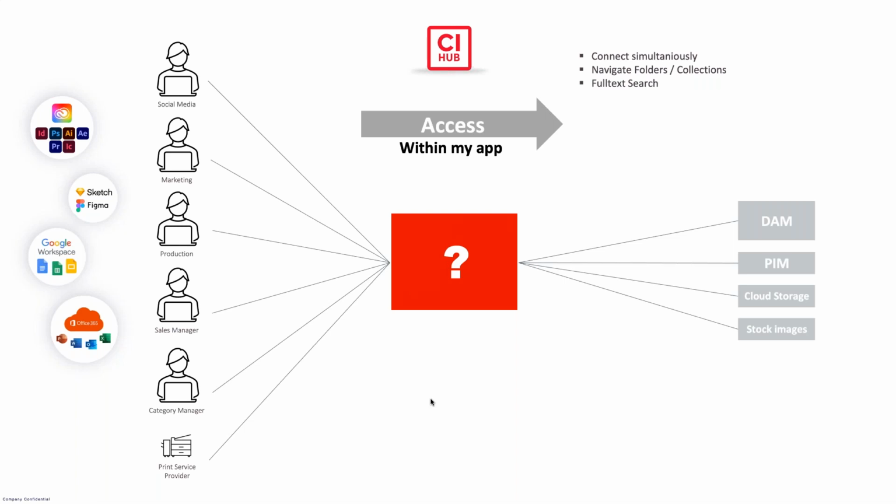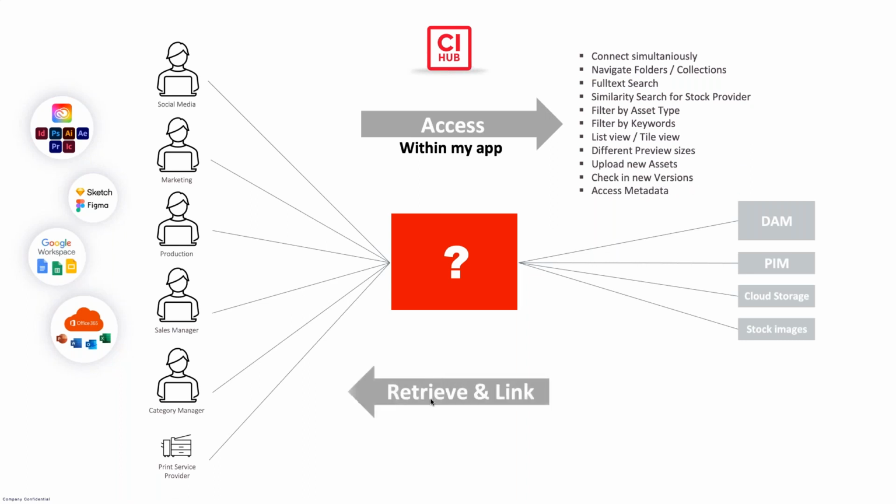We want to have a full text search. We want to have a similarity search for stock providers. And we want to filter assets by asset type. We want to filter by keywords. And we want to have a list view, a tile view. We want to have different preview sizes. We want to upload new assets and check in new versions. And we want to access metadata. And on the other hand, we want to retrieve stuff from DAM, PIM, or cloud storage systems.